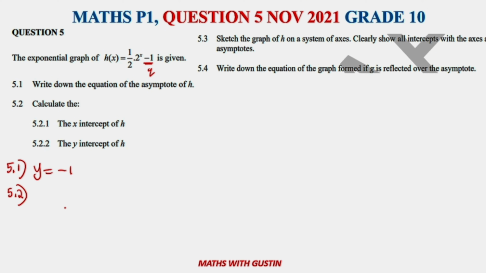Now 5.2 is divided into two questions. 5.2.1 says that we need to find the x-intercept. As discussed in our previous lessons, we find the x-intercept when y is equal to 0. So in our equation, h of x will be 0. Therefore, we're going to have 0 equals half times 2 to the power of x, minus 1. We need to solve for x, so we're going to take the 1 to that side. It's going to be 1 equals half times 2 to the power, 2 rather.